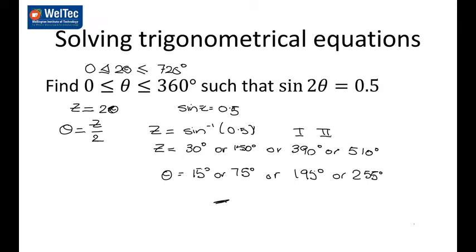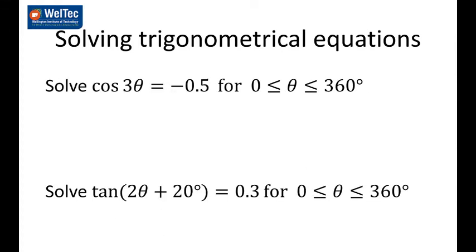If we were to draw the graph of that, there's our 360 there. You'd see that we'd have gone round twice, and then the points we'd be looking for would be there and there and there and there. So we know we need 4 answers, so then we've got ourselves our 4 answers. Similarly, we name 3 theta as Z.